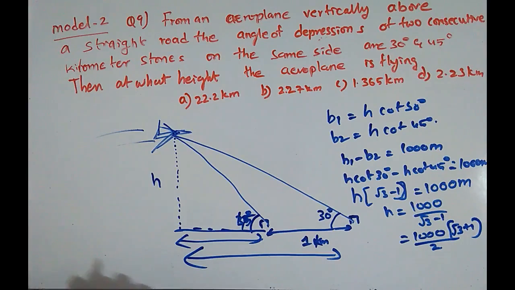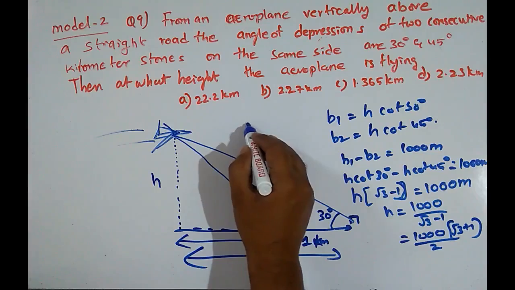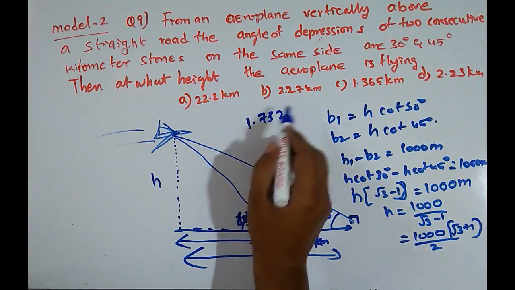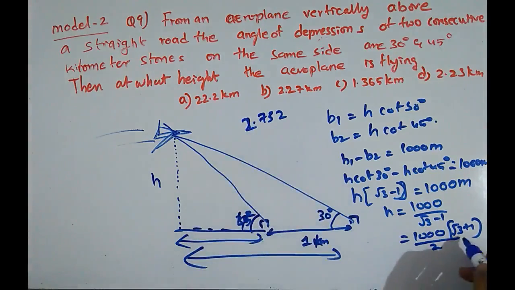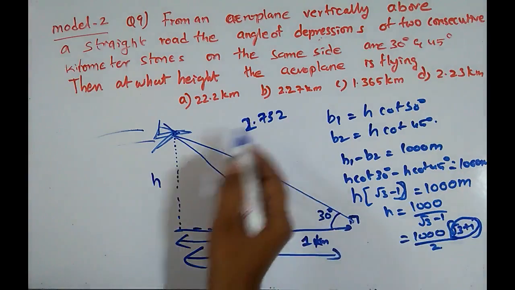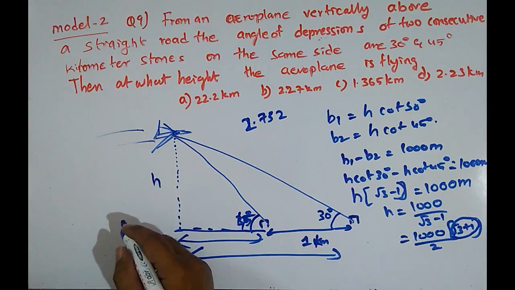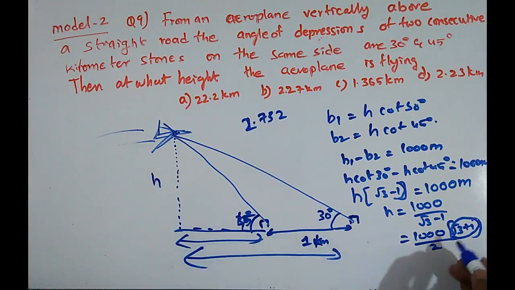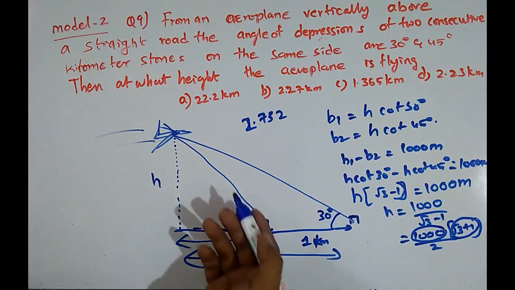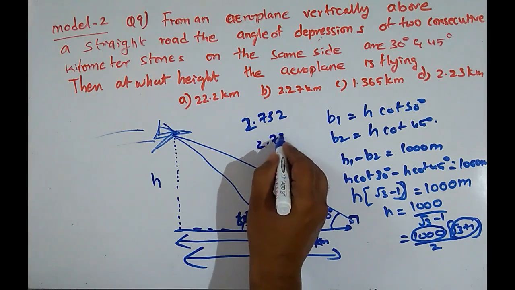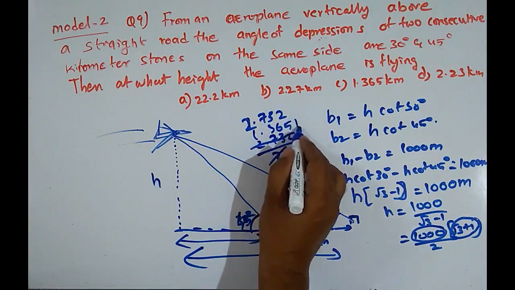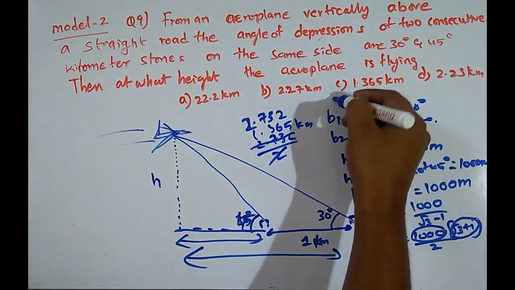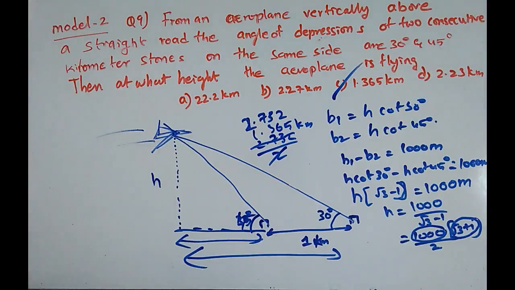So what is root 3? Always you have to remember the value of root 3. The value of root 3 is 1.732, friends. By adding 1 to that, we will get root 3 plus 1 as 2.732, and this is 1000 meters. 1000 meters can be written as 1 kilometer. So 2.732 divided by 2, what will we get? 1.366 kilometers, friends. So 1.366 kilometers is the right answer.